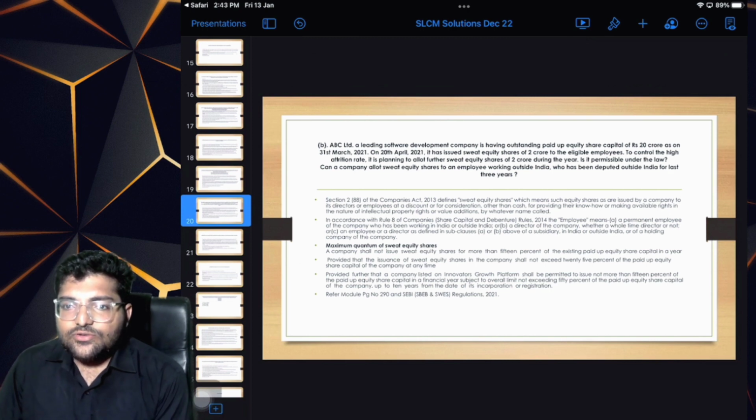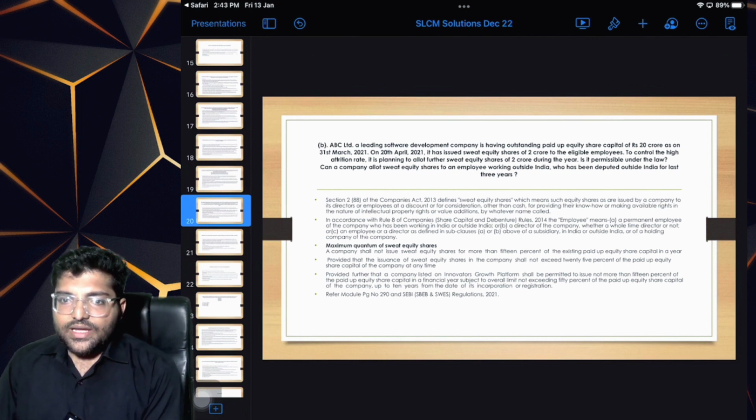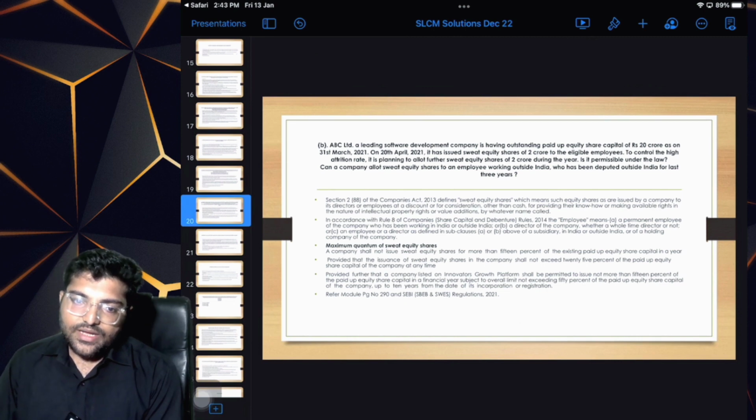The next question which was asked was regarding ABC Limited, a leading software development company, having outstanding paid up equity share capital of rupees 20 crore as on 31st March 2021. On 20th April 2022, it issued sweat equity shares of rupees 2 crore to eligible employees to control the high attrition rate. Attrition rate refers to the employees who are leaving the organization. It is planning to allot further equity shares of rupees 2 crore during the year. Is it permissible under the law?